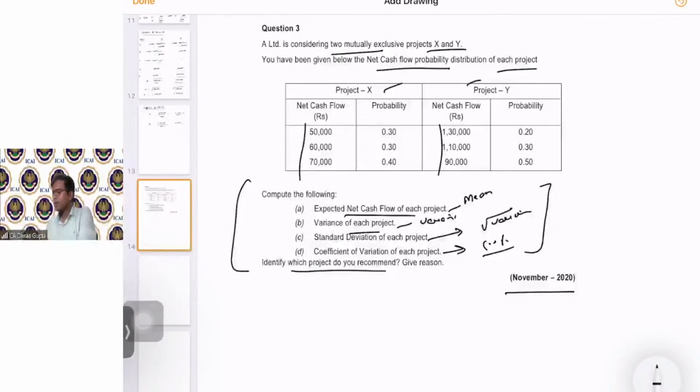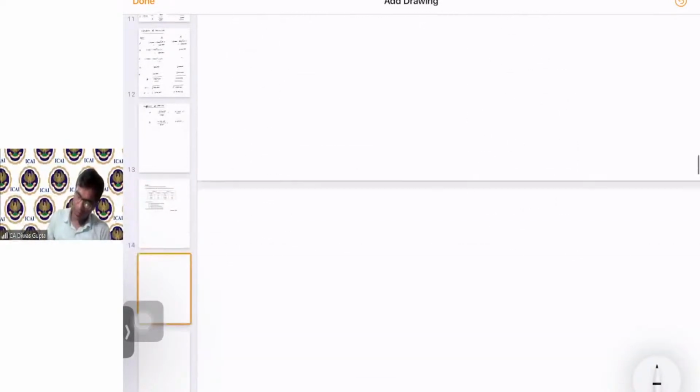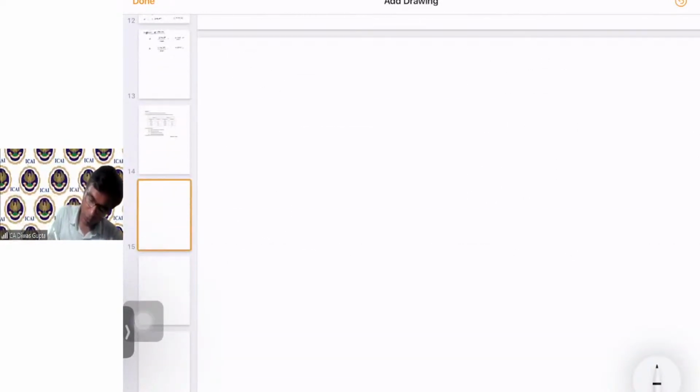Okay, students, let me come to risk adjusted discount rate. Now let's come to the third part. First one was probability. Second one was standard deviation and variance. Third one is risk adjusted discount rate.